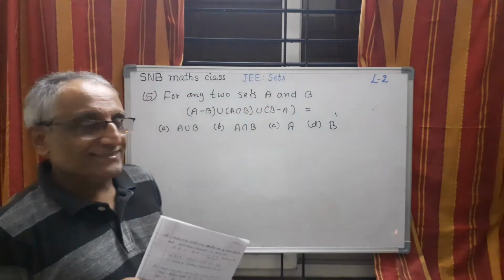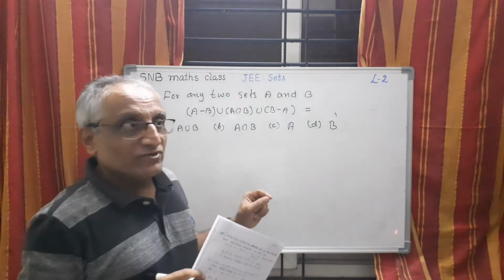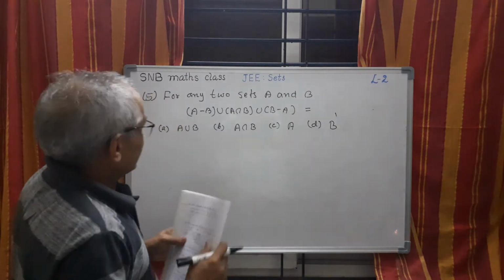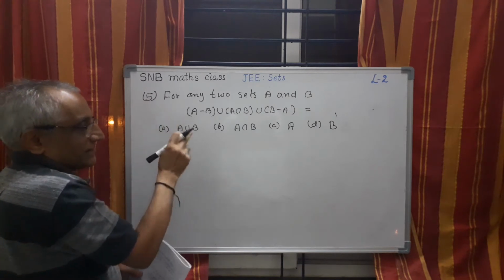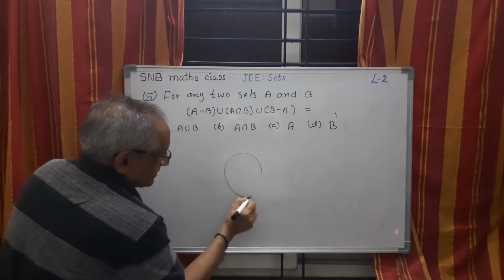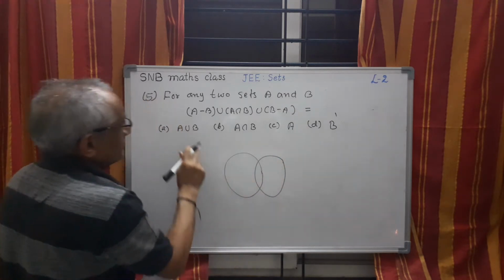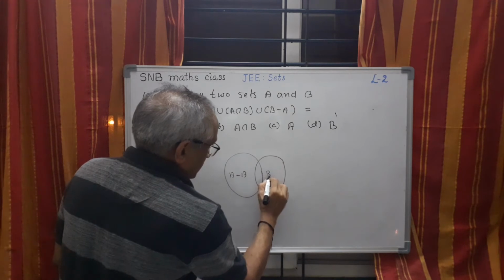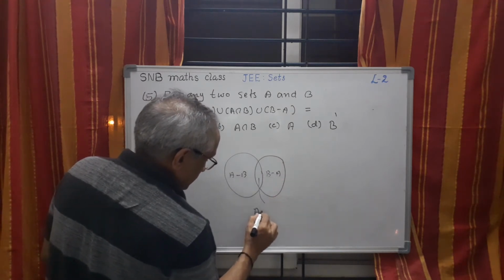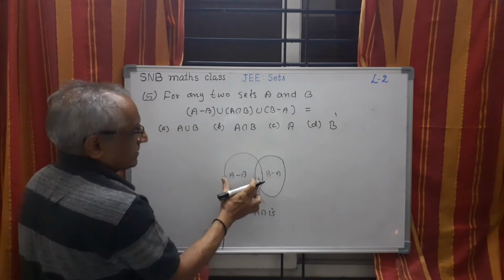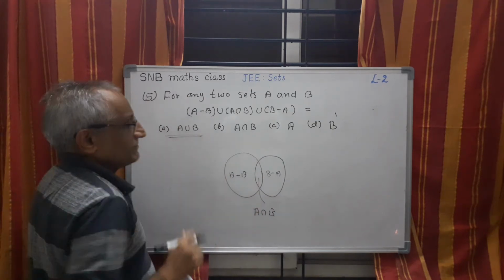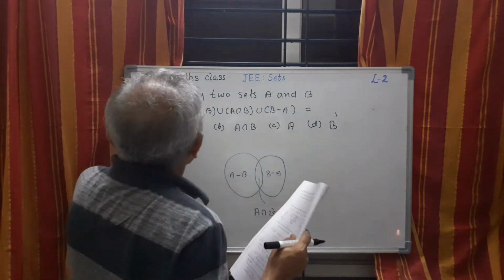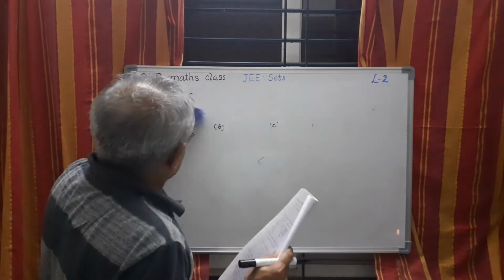If you remember last year's proof of number of A union B equal to number of A plus number of B minus number of A intersection B, we have exactly used this property. Let me just draw the diagram. This is A, this is B. This is A minus B. This is B minus A. This is A intersection B. When you put all these together, it is A union B. So definitely it is option A.